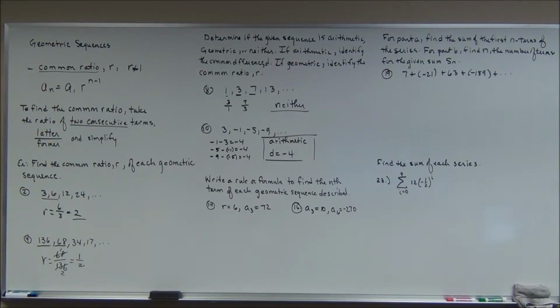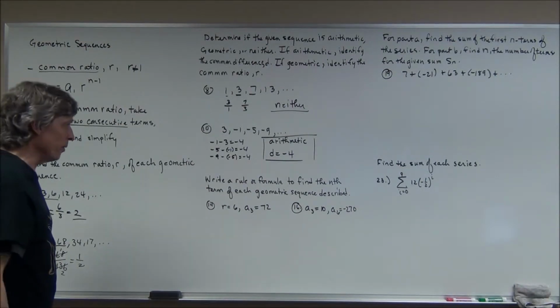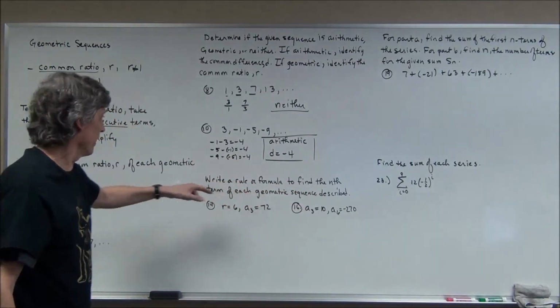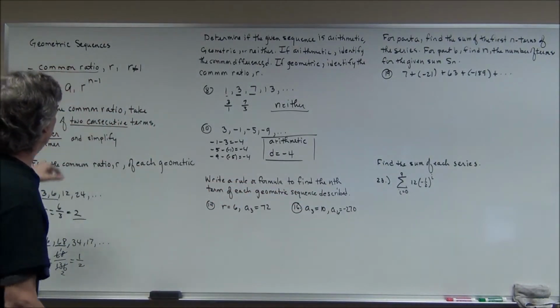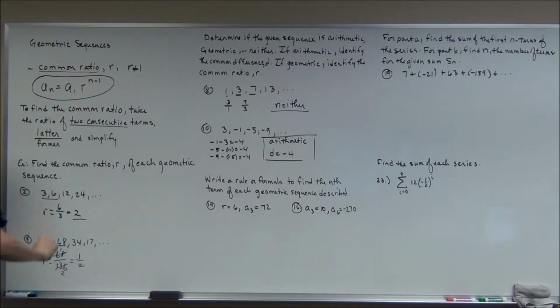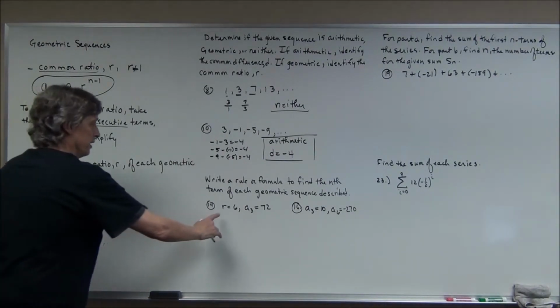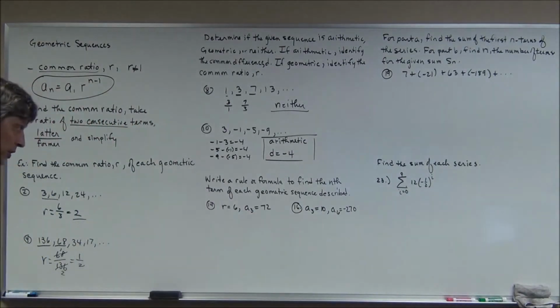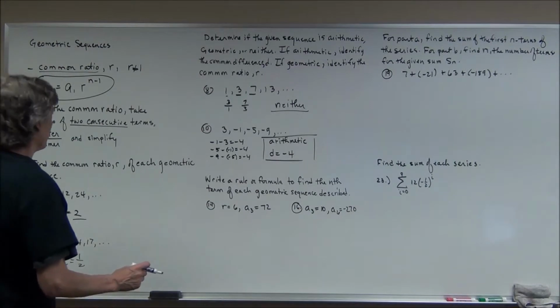Now it says to write a rule or formula to find the nth term of each geometric sequence described. So as soon as I know it's a geometric sequence, this formula right here, which I need to memorize, is how I find the nth term. To find the nth term, you need the first term and you need the ratio. So that's exactly what they give me. Oh no, they didn't give me the first term. They gave me the third term. Ooh, this is going to be interesting.